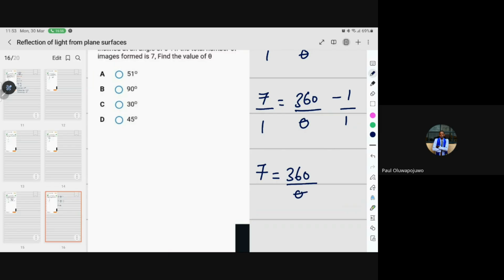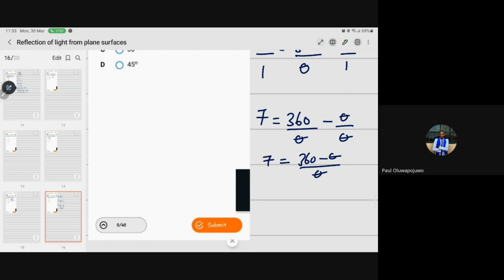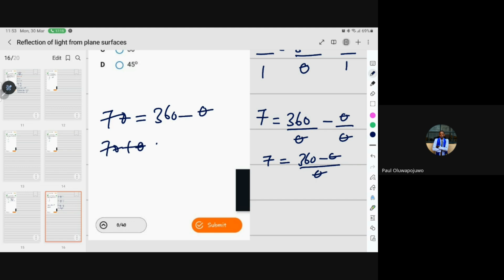This is theta minus theta over theta. So this will give us 7 is equal to 360 minus theta all over theta. In exam, I'm not doing this. I say it again, we're not doing this in exam. So this is 7 theta is equal to 360 minus theta. So 7 theta plus theta is equal to 360. 8 theta equals 360. Divide both sides by 8. So theta is equal to 45 degrees.